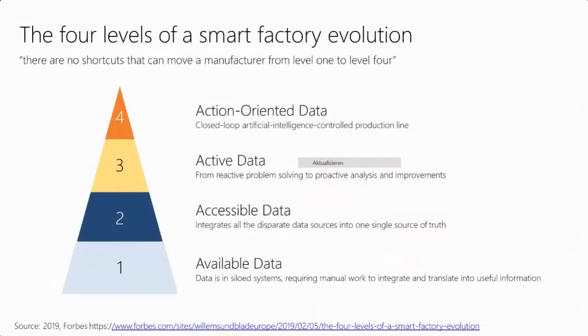So how to unearth that particular pyramid? That is what I'm going to say. These are the 4 levels of smart factory evolution. This is a very important slide. So I would say that the first step will be to make data available. So the first stage is available data.